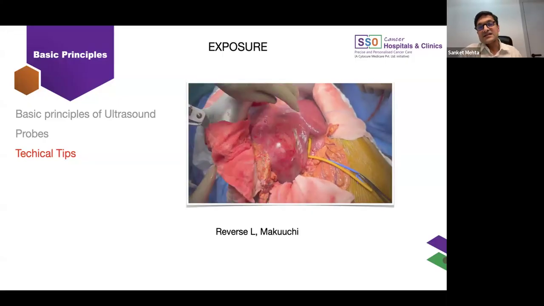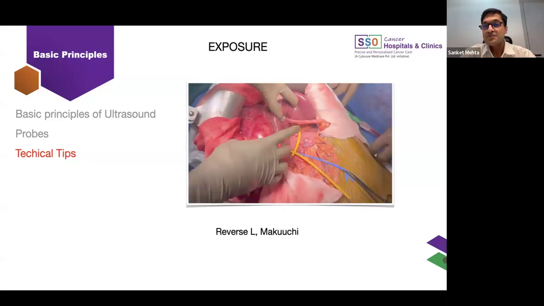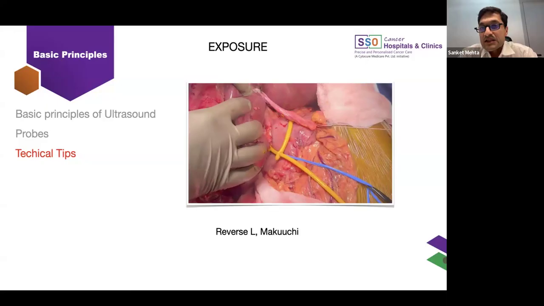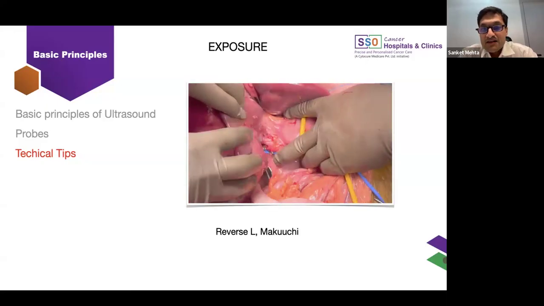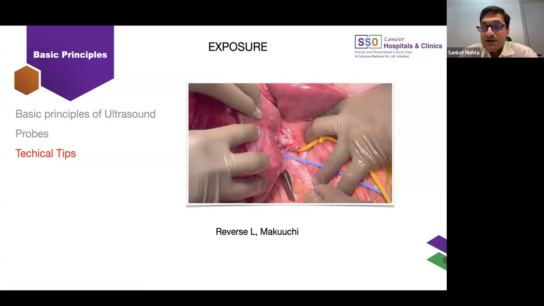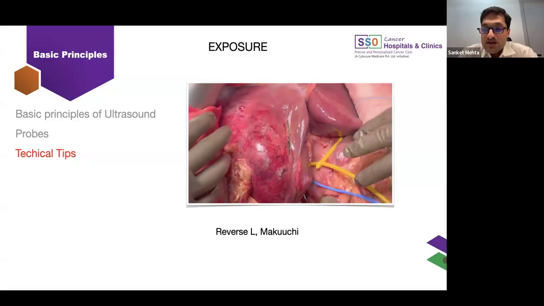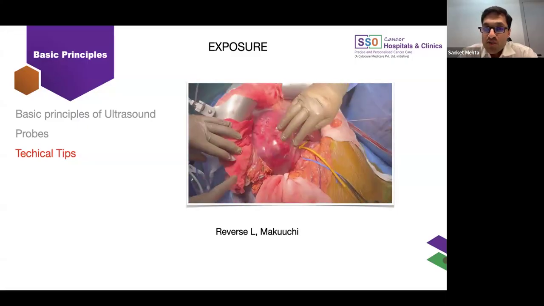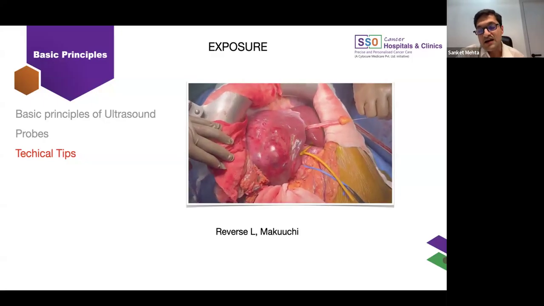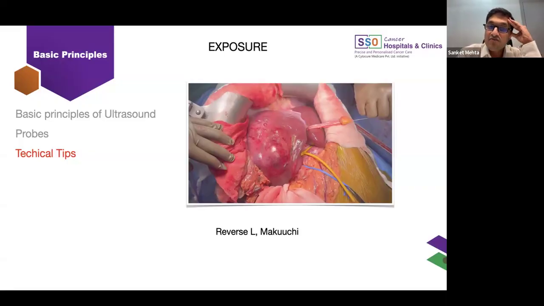So it is important when we are doing the open surgery that we should have adequate exposure. And that is because it's not just the sonography that is important. We need to be able to put our hand below the liver to be able to define the planes of resection. And that's where either a reversal or a Makuchi incision really is one of the best ways to access the liver for open surgery as well as for intraoperative ultrasound.